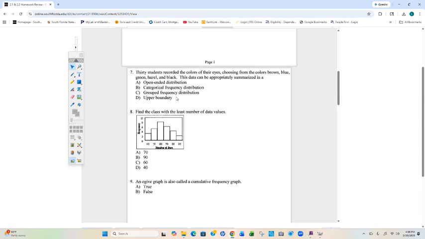Number 7, 30 students recorded the colors of their eyes, choosing from the colors brown, blue, green, hazel, and black. This data can be appropriately summarized in A, open-ended distribution, B, categorical frequency distribution, C, grouped frequency distribution, D, upper boundary. Okay, pause the video and think about it.